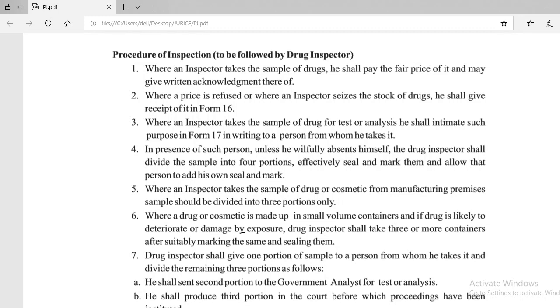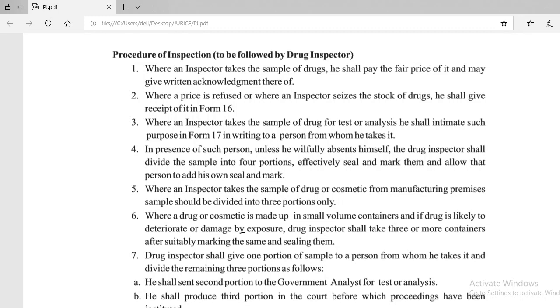Where a price is refused or where an inspector seizes the stock of drug, he shall give receipt of it in Form 16. Meaning if he has collected a sample which is not for sale, and it is a sample which is illegally stored, then the inspector can seize the stock. He will not pay the price, but he will give the receipt in Form 16. Another is Form 17, where an inspector takes a sample of drug for test or analysis, he shall intimate such purpose in Form 17 in writing to the person from whom he takes it.